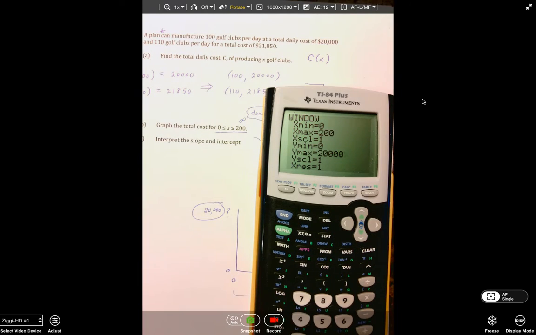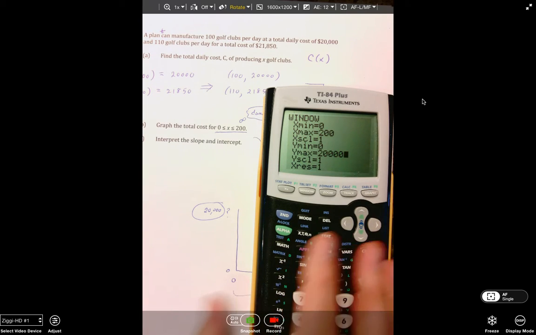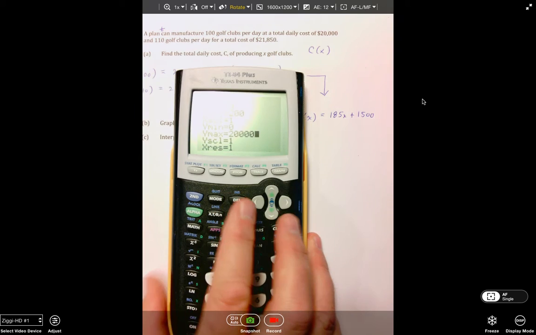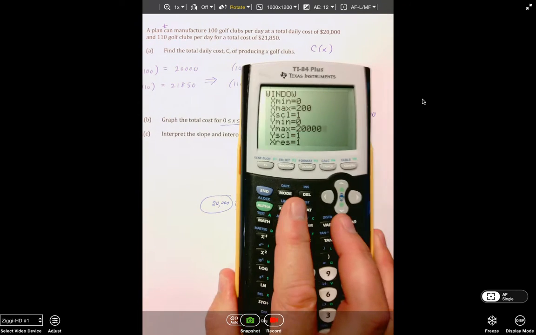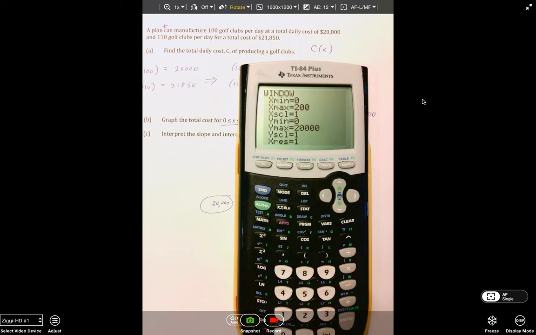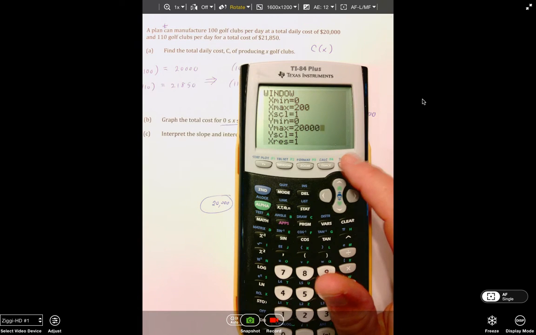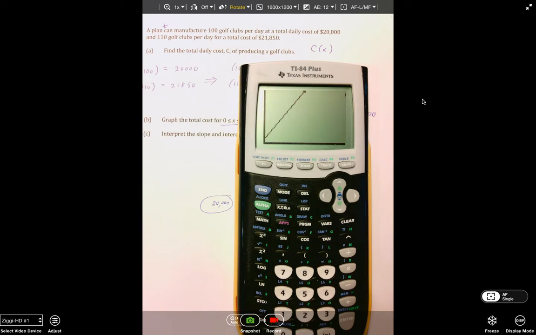Whatever that value is right there, that's the value that's going to go in for the Y max, because you're trying to match the picture on your graphing calculator with the correct one on my math lab. So guys, now I got ahead of myself, but now I hit graph, and you'll see that you have a graph that looks like this.